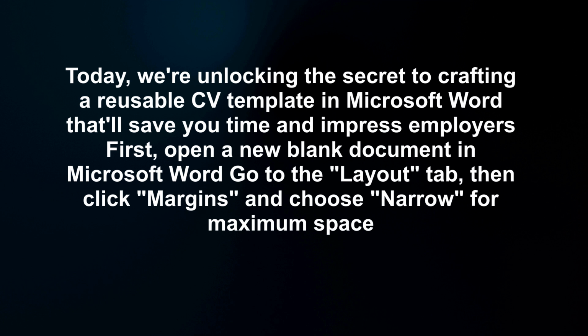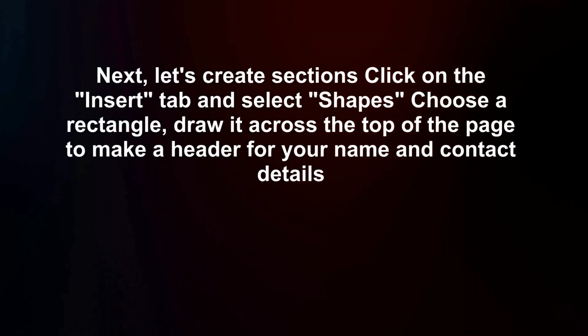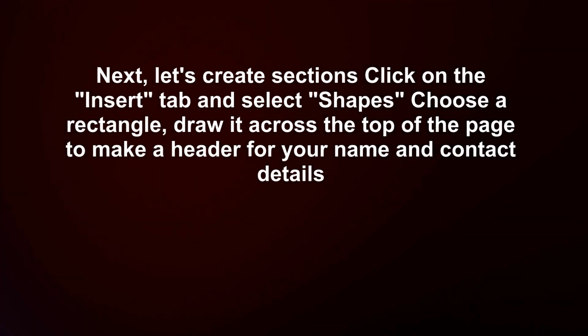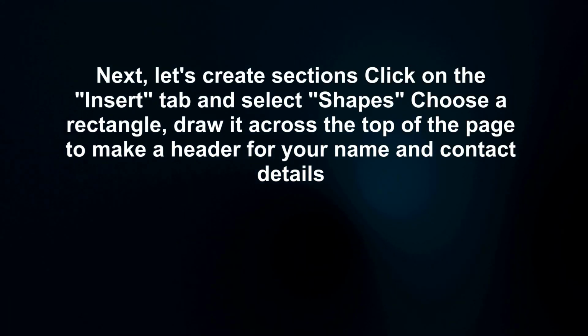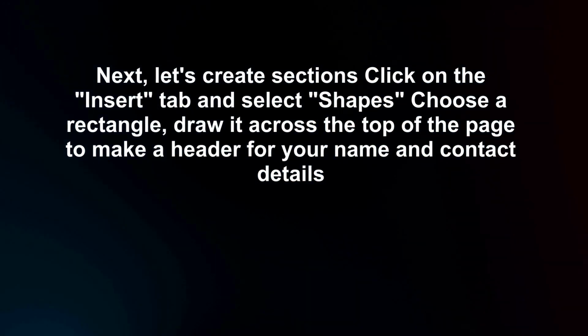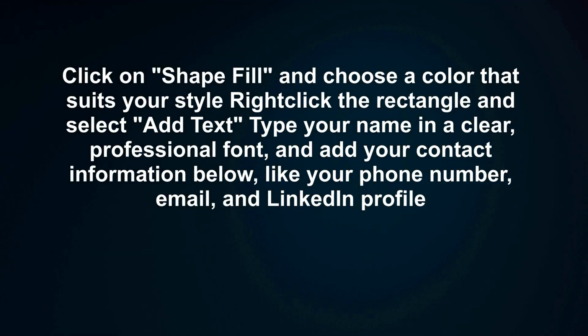Go to the Layout tab, then click Margins and choose Narrow for maximum space. Next, let's create sections. Click on the Insert tab and select Shapes. Choose a rectangle. Draw it across the top of the page to make a header for your name and contact details. Click on Shape Fill and choose a color that suits your style.